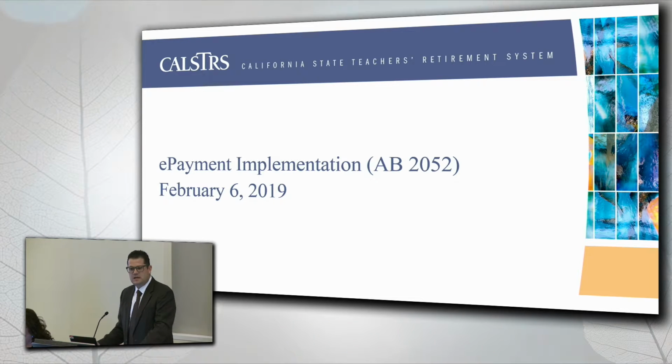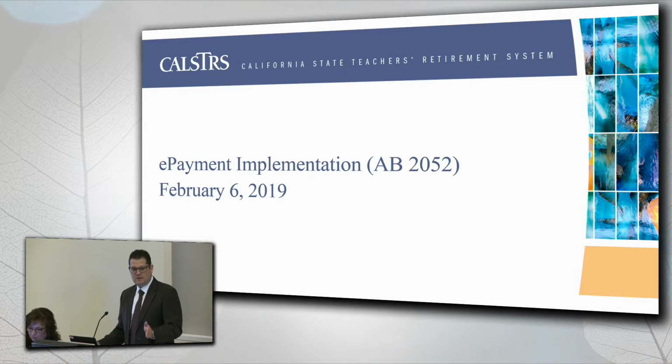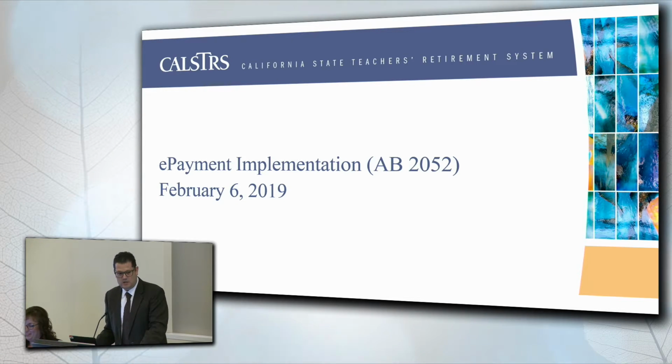Just really quickly, Assembly Bill 2052, we're actually terming that now e-payment. So basically at the end of the day, and we'll get into some more details of this, what AB 2052 did was it requires CalSTRS to receive contributions in a very particular specific format now. Currently, we can receive contributions from employer entities in just about every format, absent you bringing a duffel bag full of cash to the front door.